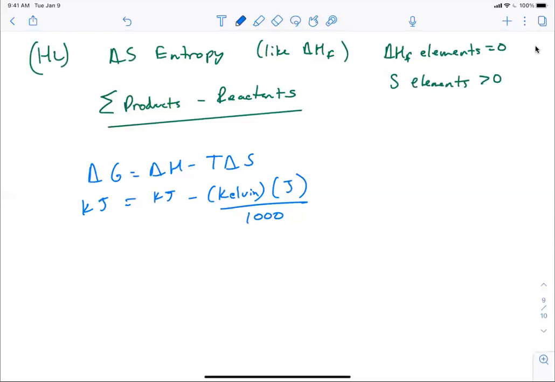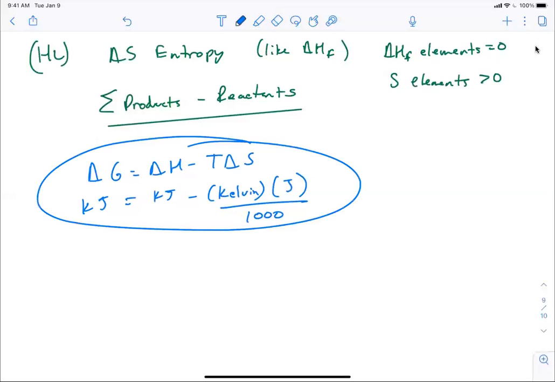You still have to know the knowledge and you still have to be cognizant of the units of delta S so that you don't make a mistake and get the wrong answer. So really key idea here with delta G.